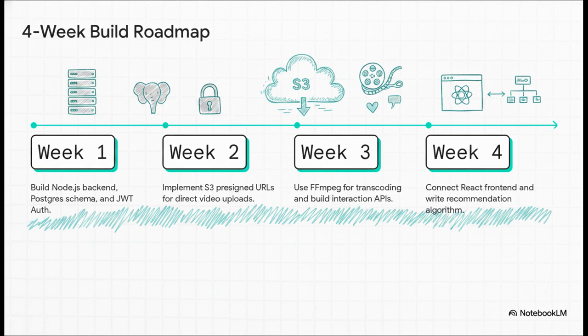Week 2 is all about the cloud. Figure out AWS S3 and write the logic for those pre-signed URLs. Week 3, we get into the heavy lifting. Run FFmpeg for transcoding and wire up your APIs for likes and comments. And finally, week 4 brings it all together. Connect your React front end and write a clean sorting algorithm for the home feed. Take it one layer at a time, and it's totally achievable.